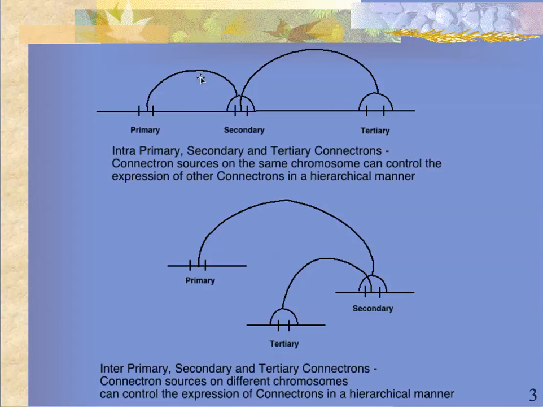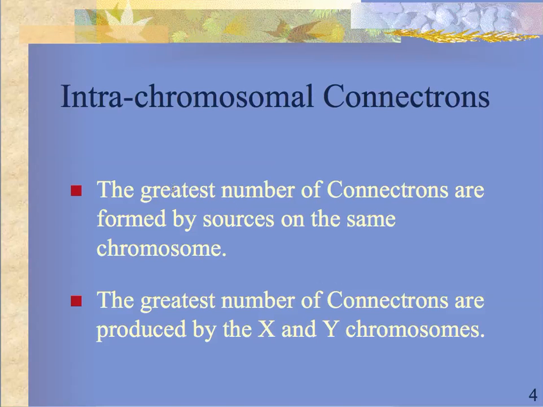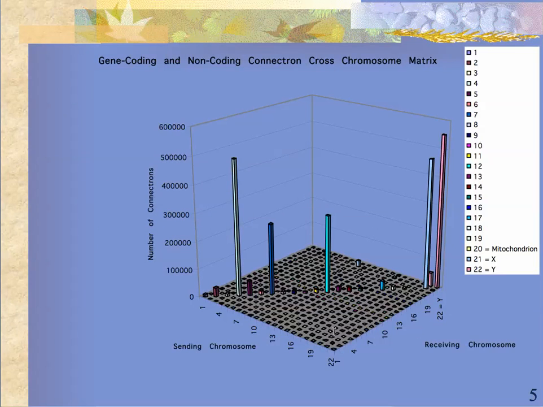So instead of just being a negative operator, a pair of ANDed connectrons can be a positive operator. Of course, you want to be very careful as you do that. Okay. Of course, it doesn't matter which element is on which chromosome, since it's all just DNA. So the intra-chromosomal connectrons are the ones where the source and target are on the same chromosome. The greatest number of connectrons are formed by sources that are on the same chromosome as the targets. The greatest number of connectrons in general are in mouse transcriptome, the X and Y chromosomes, which is interesting.